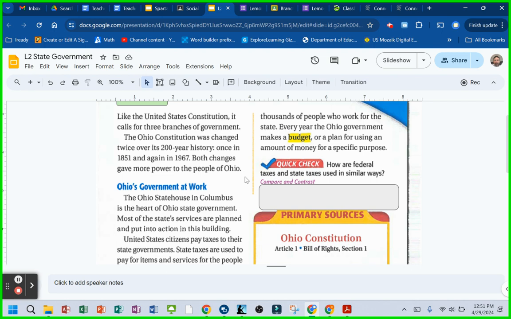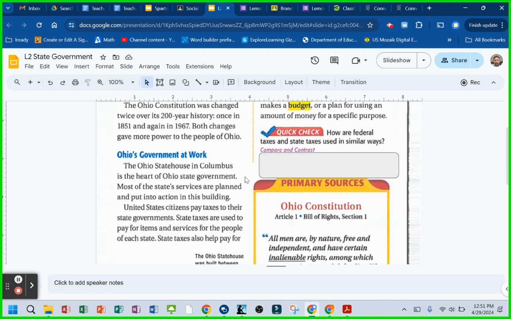Every year, the Ohio government makes a budget, or a plan for using an amount of money for a specific purpose. Okay? How are federal taxes and state taxes used in similar ways, right? So you could probably figure that out, how the federal government and the state governments use tax money in the same ways, right? Doesn't the federal government fund some of our schools in Ohio? They do. And don't our state taxes also fund schools in Ohio? So that's one way that they're similar.